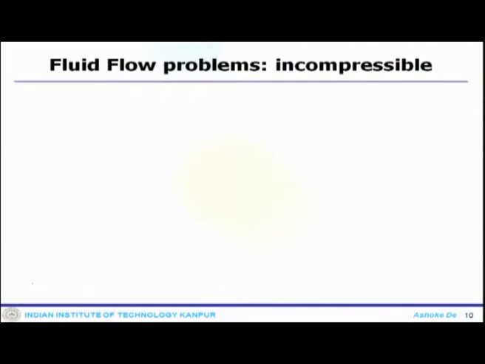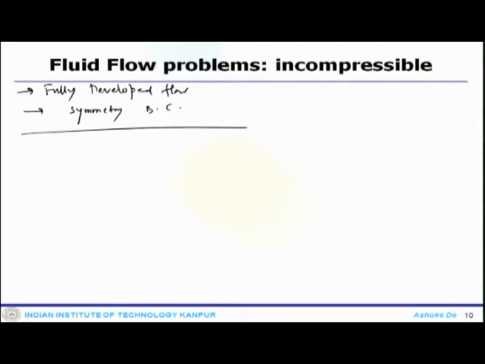So, apart from that, there are a few more derived kinds of conditions, like at the outlet one can have fully developed flow, that could be one condition. Then one can also have a symmetry boundary condition. These are some derived conditions.